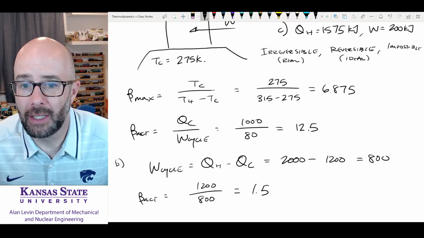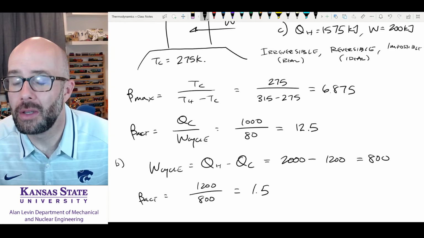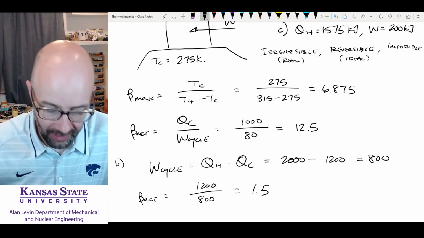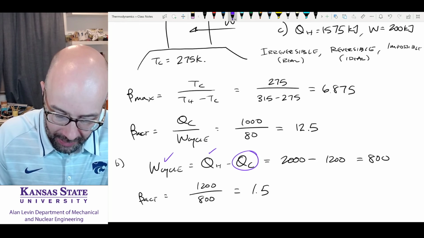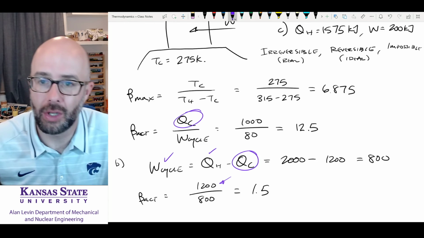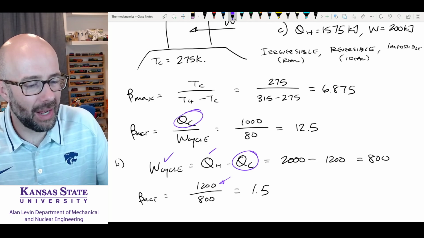Your question here is going to be about the last one. Now, there we gave you work and QH. So we gave you work and QH. You're going to have to find QC to put into this equation for beta to find out what the answer is. Okay, so again, these are not too difficult.